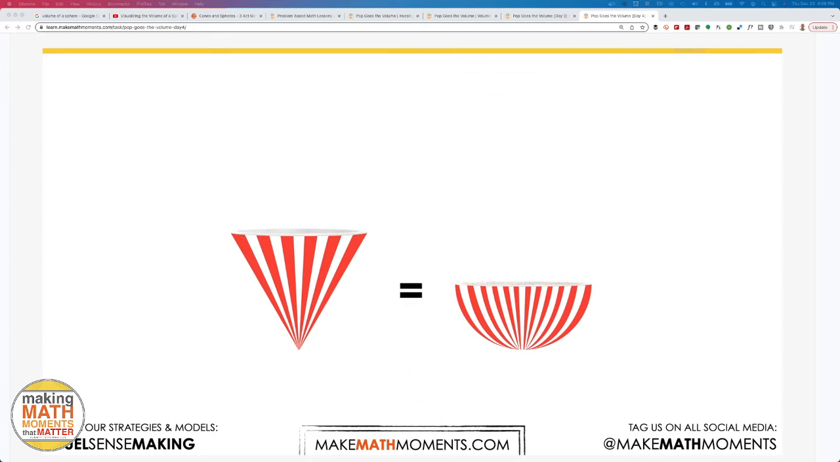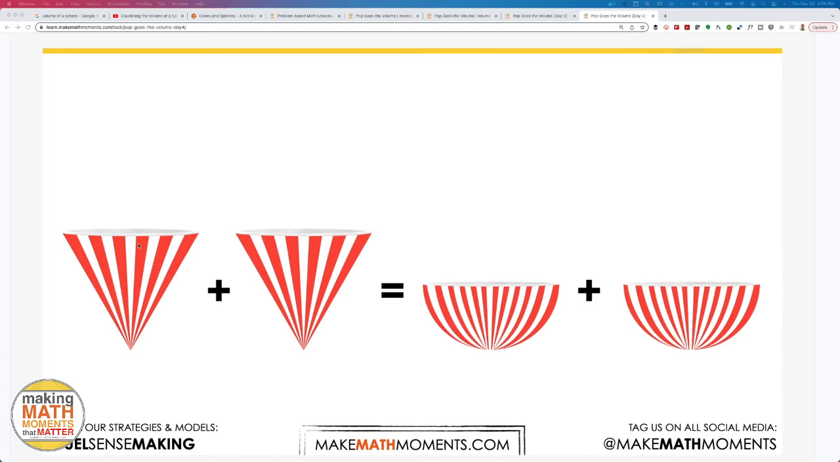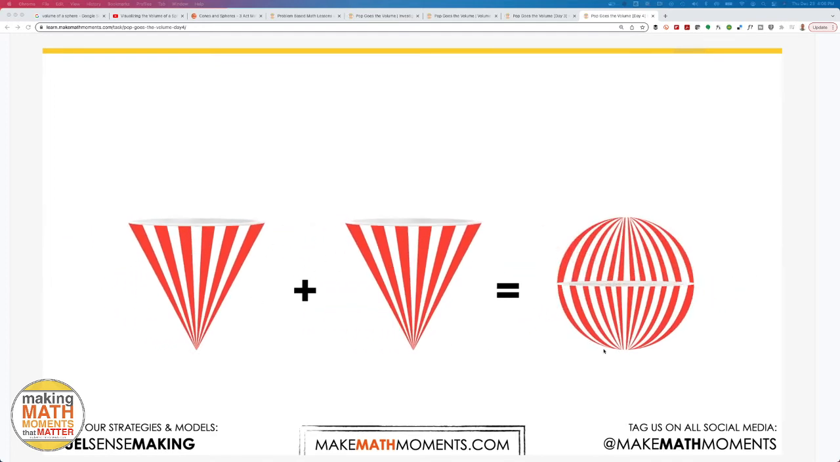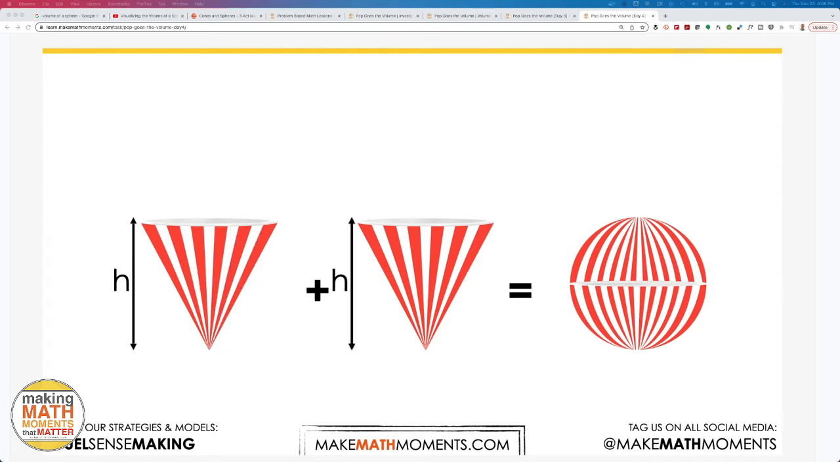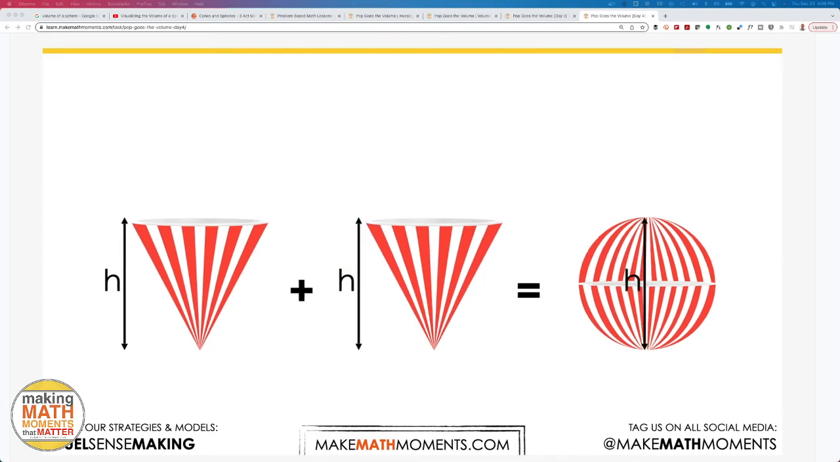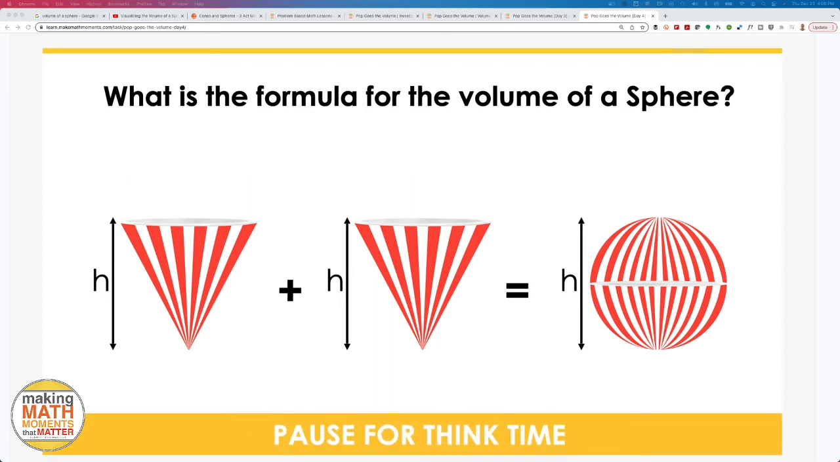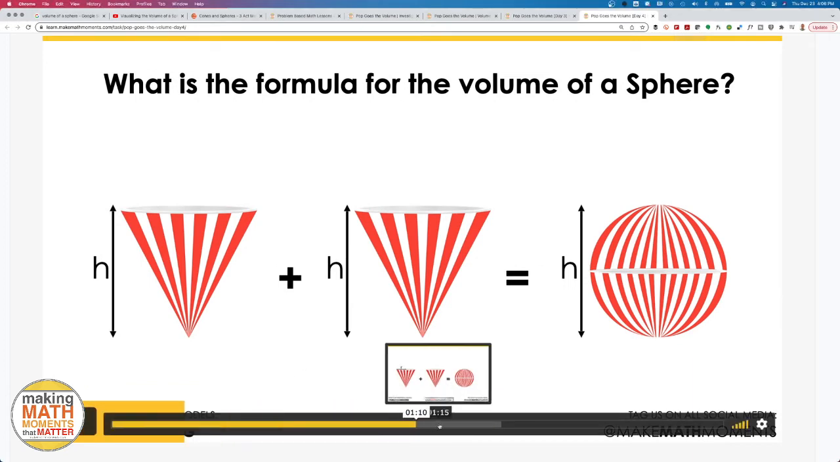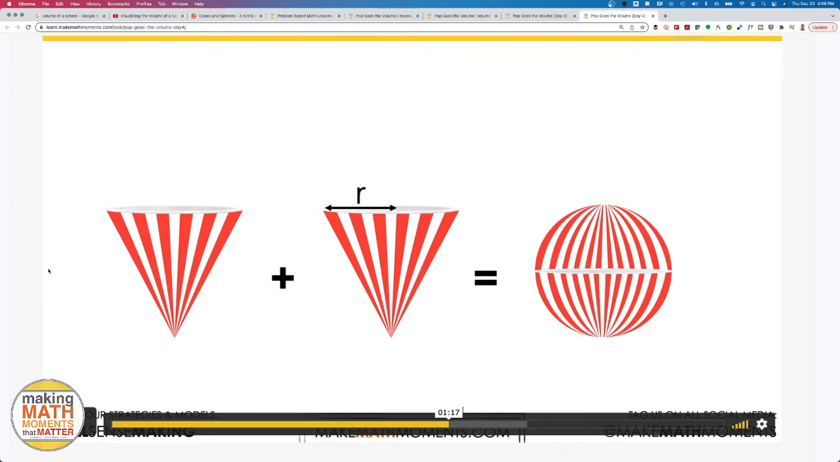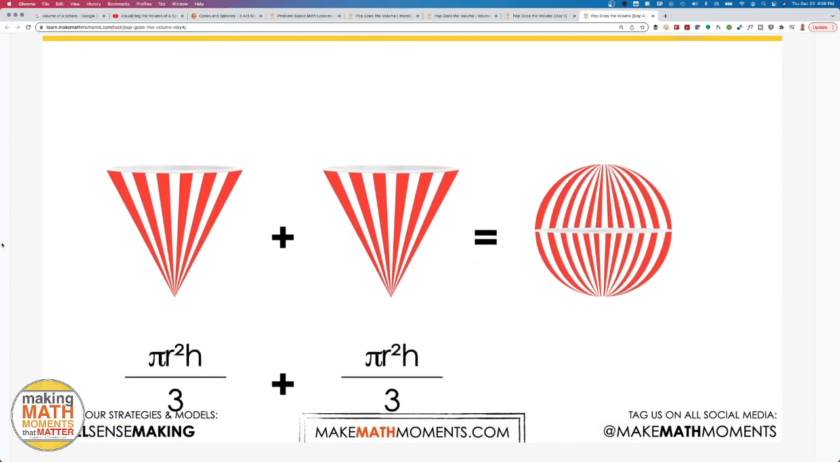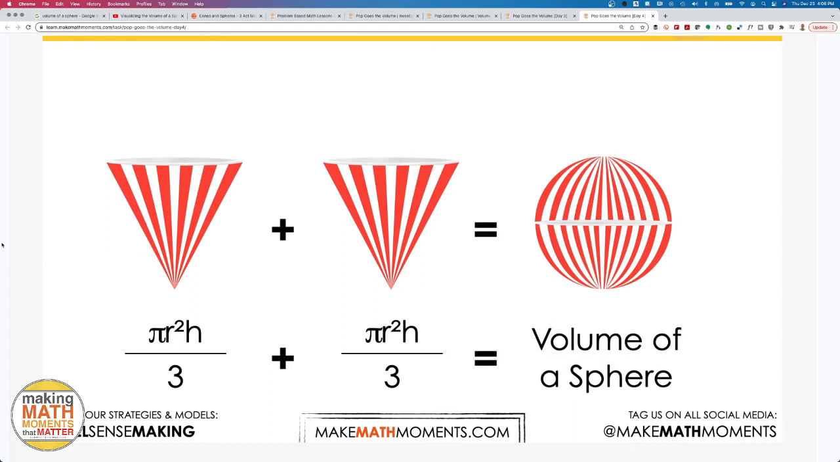Wait a second. That means their volumes are equivalent, which means 2 of these cones would give me the same volume as this sphere, assuming that the height of the cone and the height of the sphere are equivalent, and the radius of the cone is equivalent to the radius of the sphere. We give students some time to land on that idea. We go through and articulate, wait a second, this height has to be double the radius. And if I double the volume of a cone, I have the volume of a sphere.